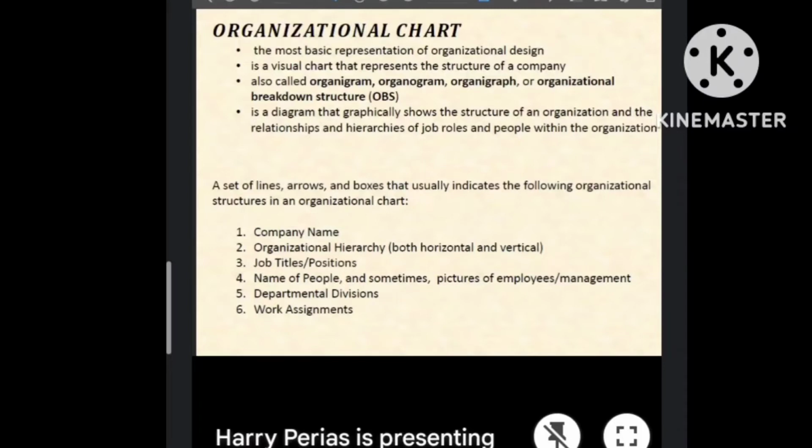Number three, job titles and positions. Number four, name of people and sometimes pictures of employees or the management. Number five, the departmental divisions. And number six, the work assignments or yung location ng work or ng structure.